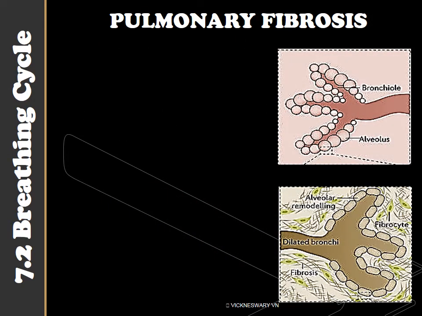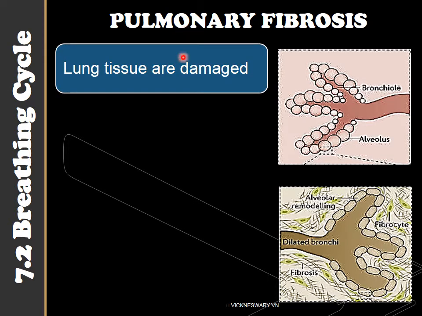We move on to the fourth condition known as pulmonary fibrosis. In pulmonary fibrosis, the lung tissues become damaged, as you can see in the diagram. This diagram shows a healthy lung where the tissues surrounding the alveolus are clear. Here, the tissues surrounding the alveolus, you can see, are fibrous. They are like strings around it, and this also damages the alveolus.